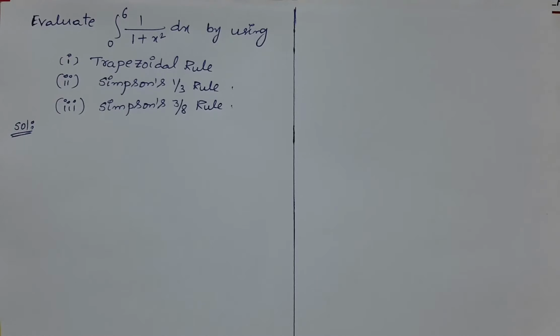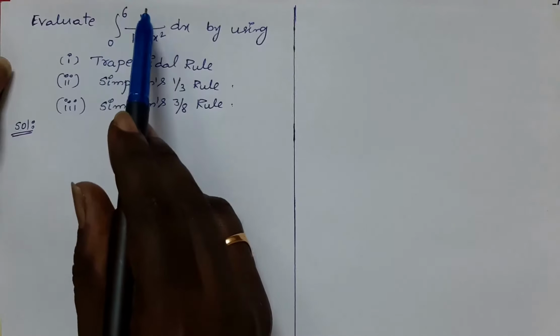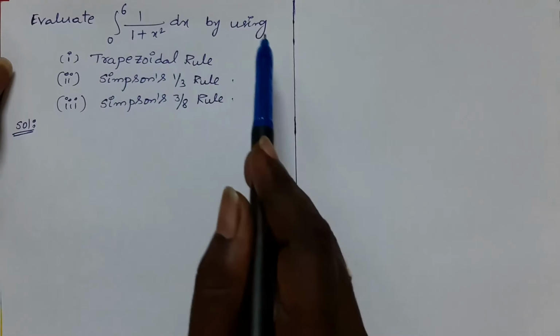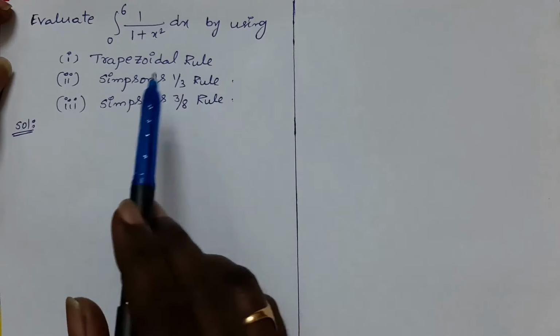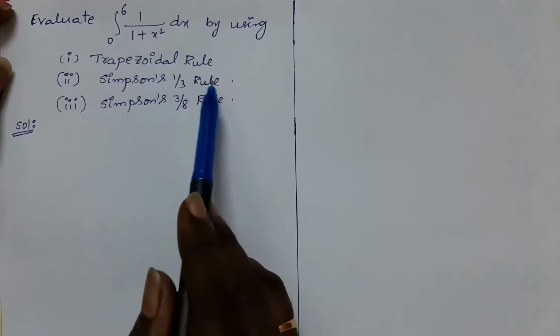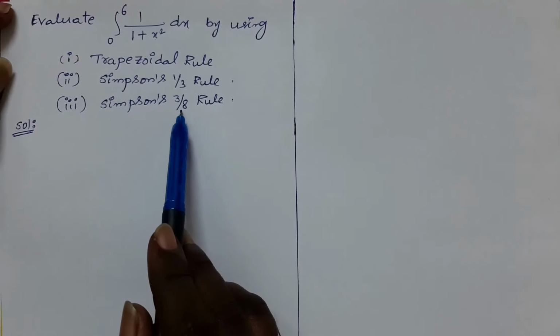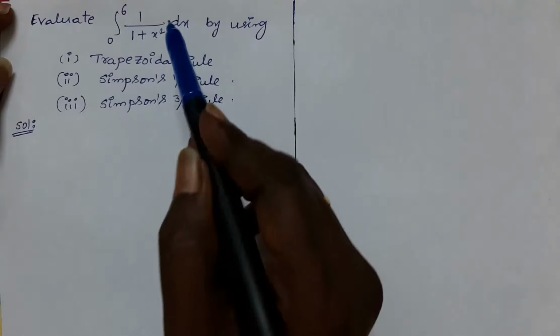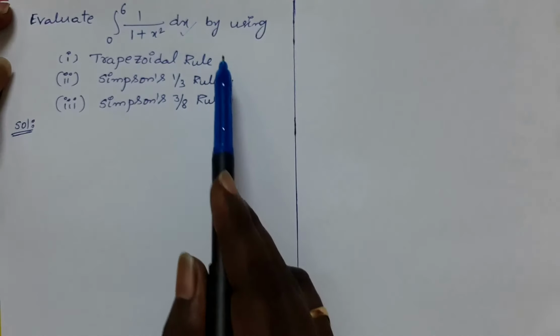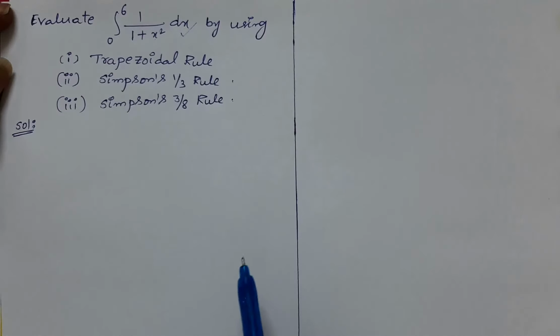In this video, I would like to give an example on trapezoidal rule, Simpson's one-third rule and Simpson's 3/8 rule. Look at the statement of the given problem. Evaluate the integral from 0 to 6 of 1 by 1 plus x squared dx by using trapezoidal rule, Simpson's one-third rule and Simpson's 3/8 rule. We are going to evaluate the value of this definite integral by using all these numerical integration formulas.